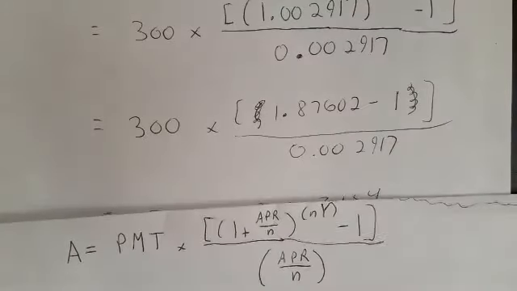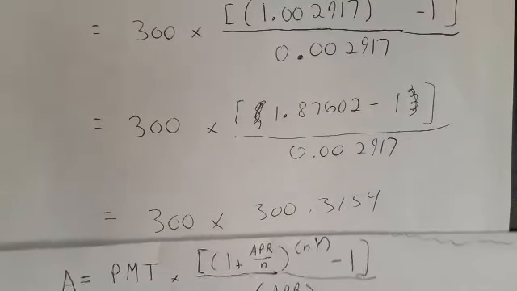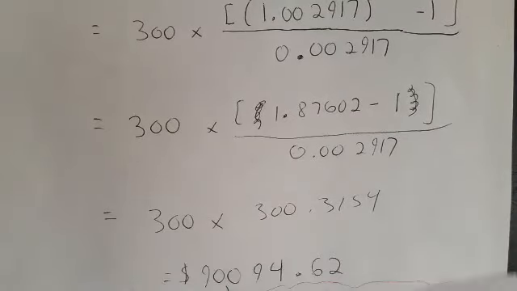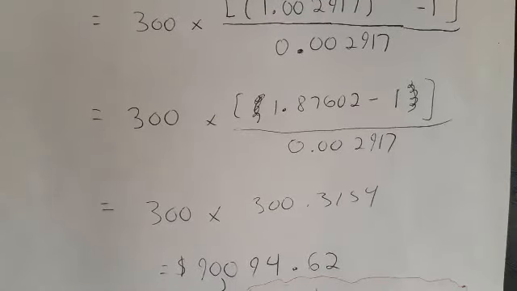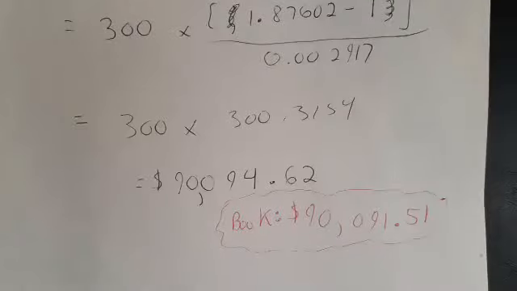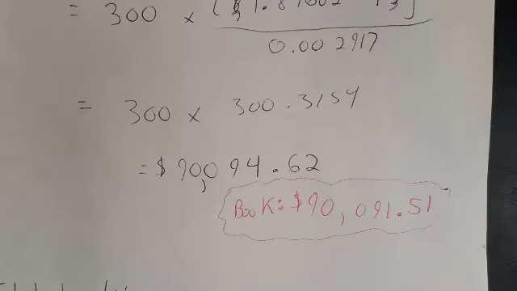Okay, so we do that. We subtract 1 and divide. I believe we get 300, something like that. And then I multiplied by 300. I got this amount. And I think I was something like $3 off from what the book was saying.